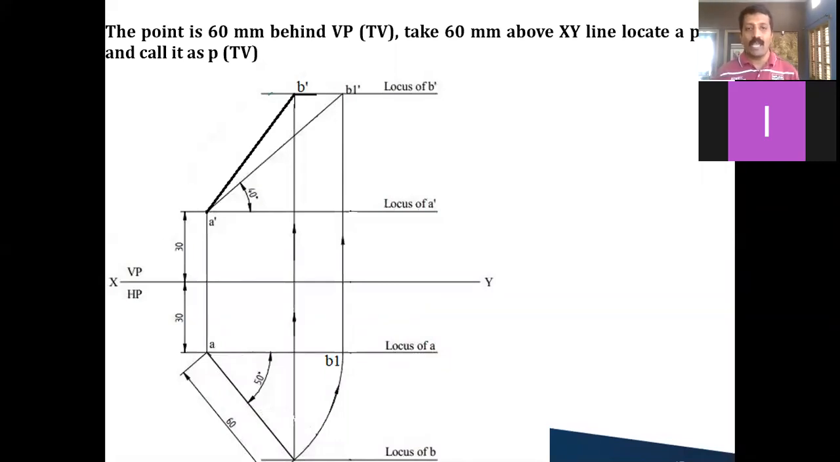How to get the true line diagram in the top view? Already the true line diagram is here, A dash and B1 dash. I am telling you a shortcut method: with A as the center, you can cut the locus of B, join that and you can get it. So what is the actual method? To get the true length in the top view, I should start from the apparent length, that is the front view.